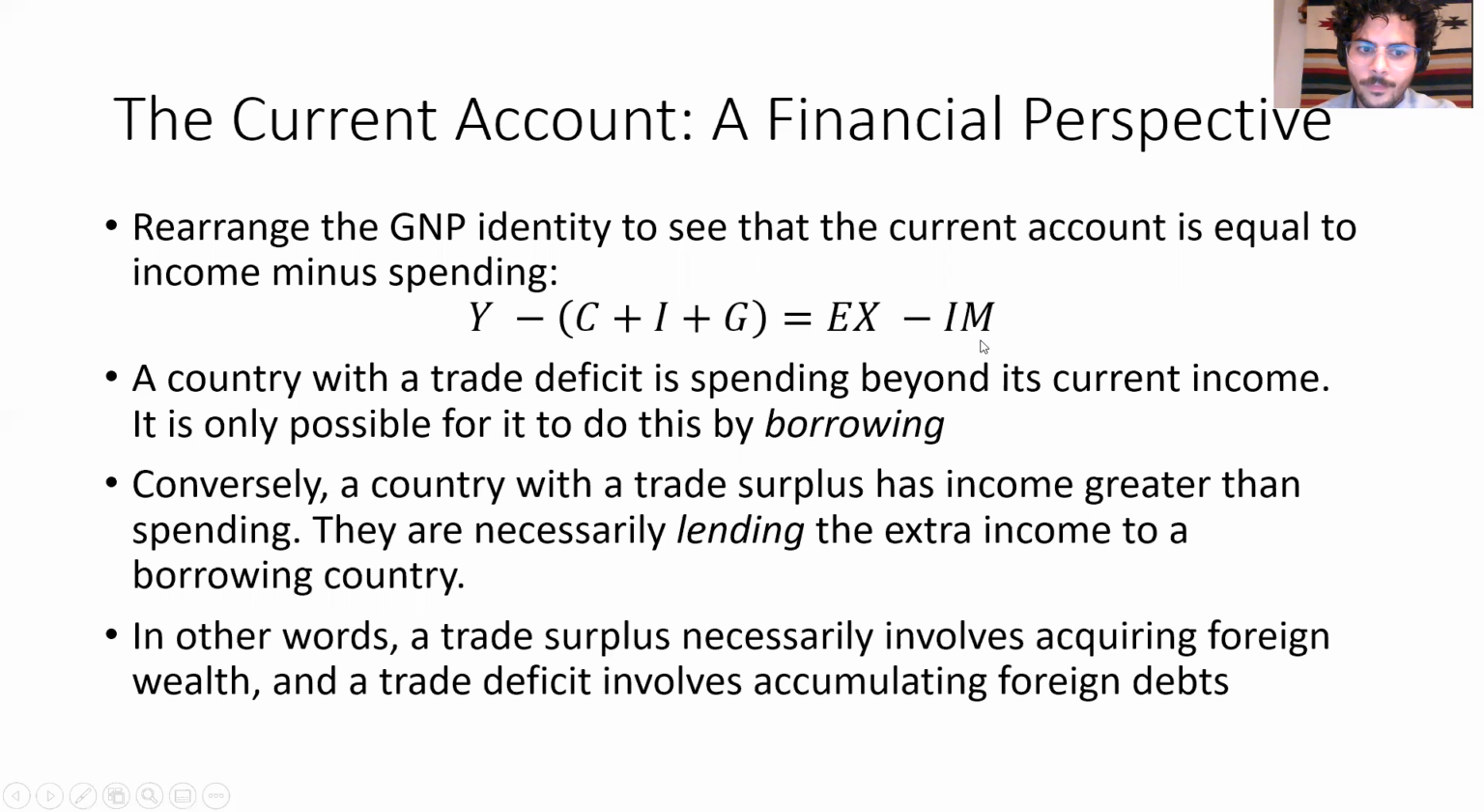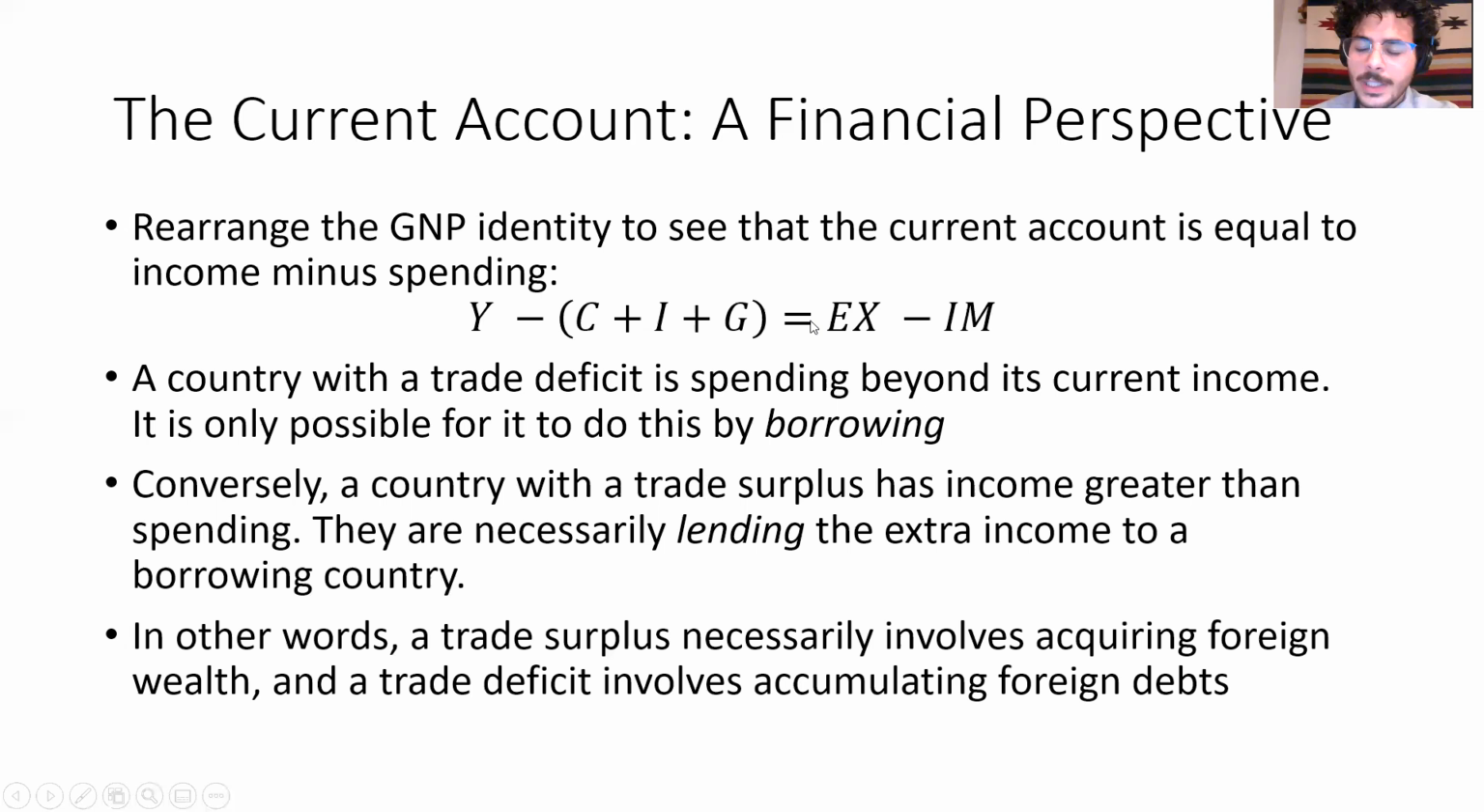In other words, a country with a trade deficit is spending beyond its current income. If imports are greater than exports, then spending must be greater than income. And it's only possible for this country to spend beyond its current means by borrowing. So countries that are net importers are also going to be net borrowers.